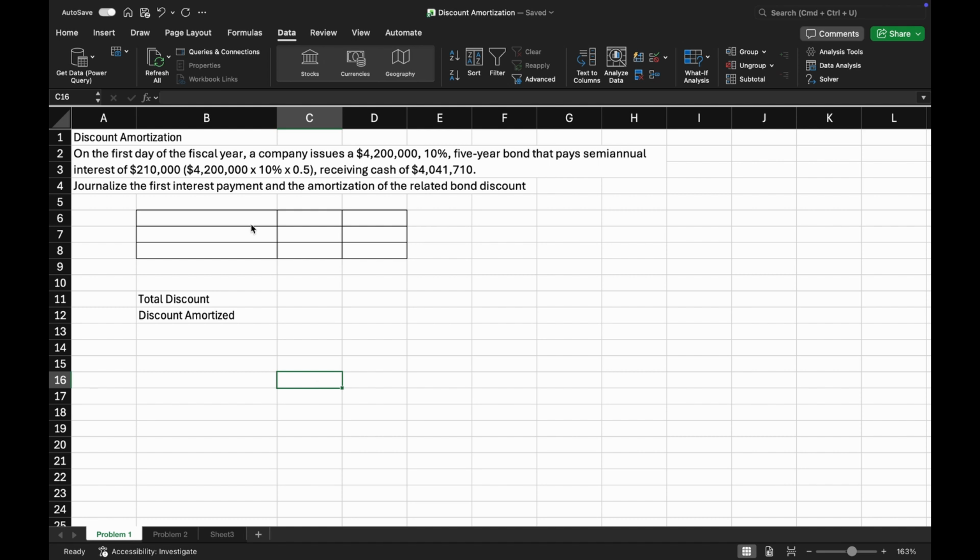Now, let's put down the accounts that are being affected in this problem, which are interest expense, discount on bonds payable, and cash. Firstly, cash. We know that the company is paying for interest payments of $210,000 semi-annually, so they are losing that much cash each payment. Therefore, we can put that amount down as the credit to cash. $210,000.